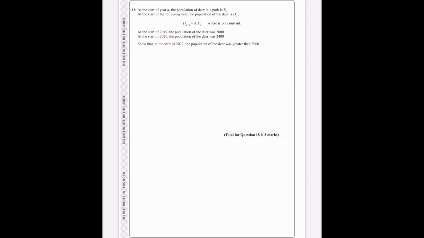Question 18. So we have an iterative formula. We know it jumps from 2000 to 2400 in the question, from 2019 to 2020. So we use that to work out k, dividing both sides by 2000. We know that k must be 1.2 here.